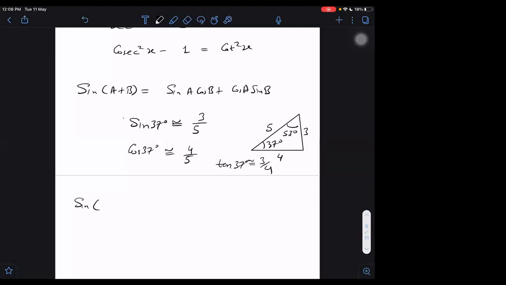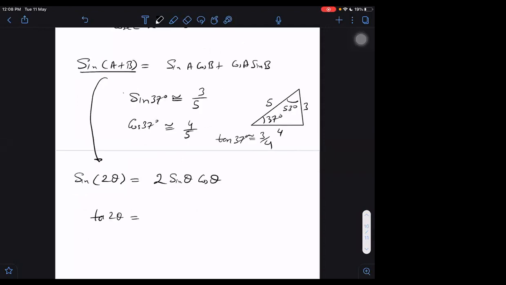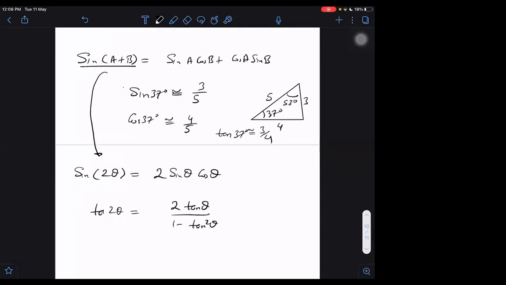What is the value of sin 2 theta? 2 sin theta cos theta. We can get it from this expression. What is the value of tan 2 theta? 2 tan theta divided by 1 minus tan square theta.